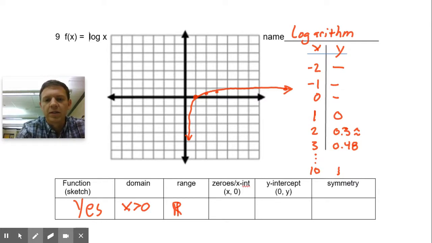The zeros, does it cross the x-axis? Yes, it does. It crosses at the point 1, 0. Does it cross the y-axis? Nope, we never actually get into negative numbers, so there is no y-intercept.